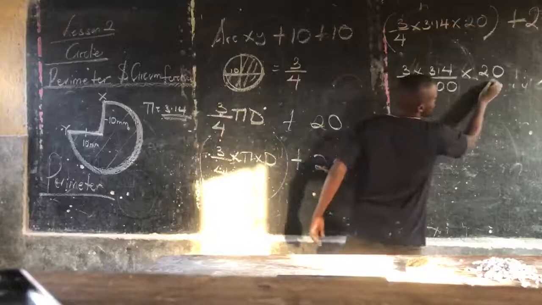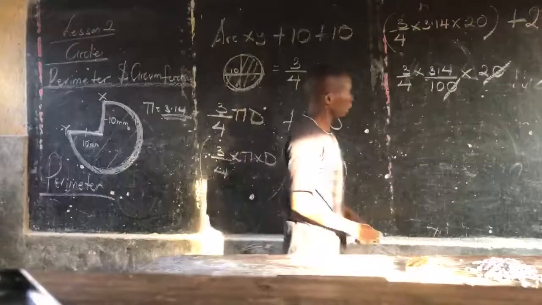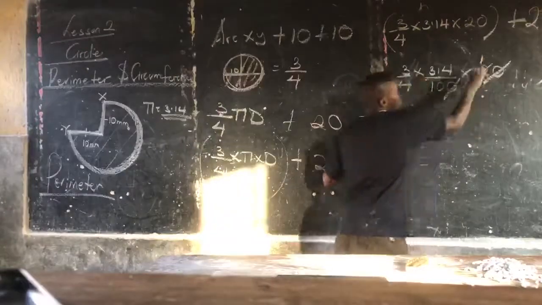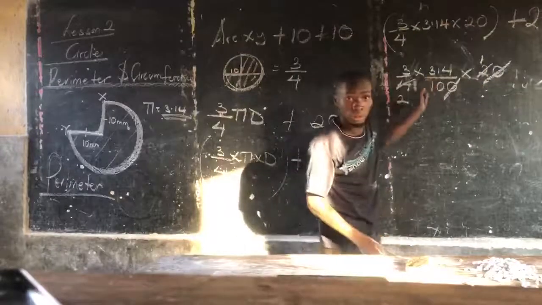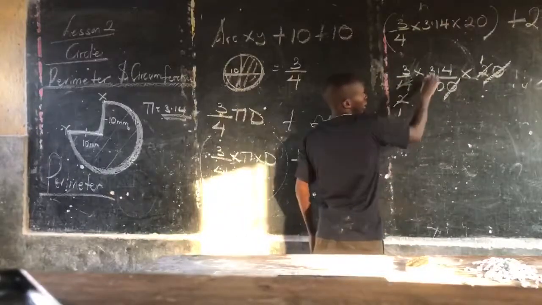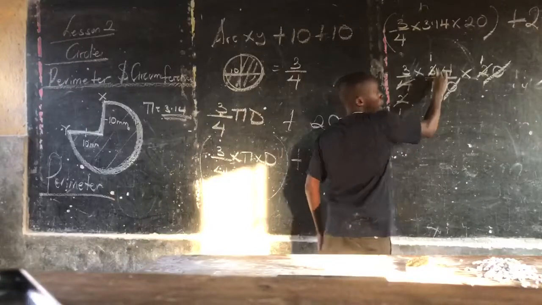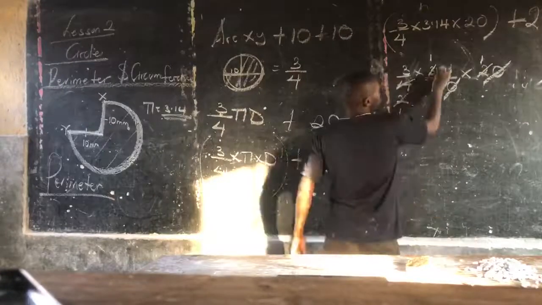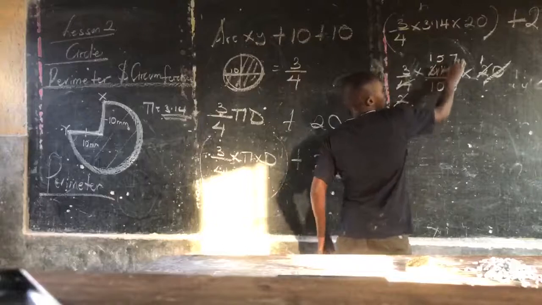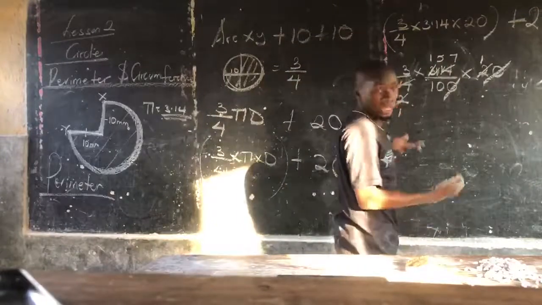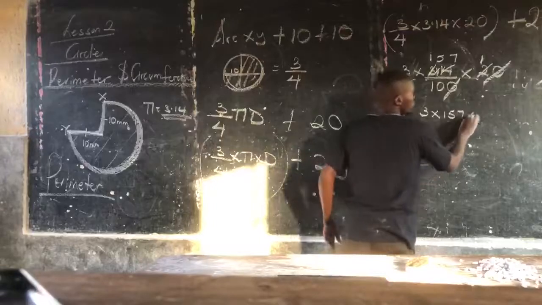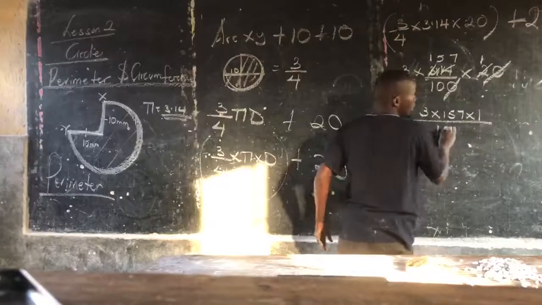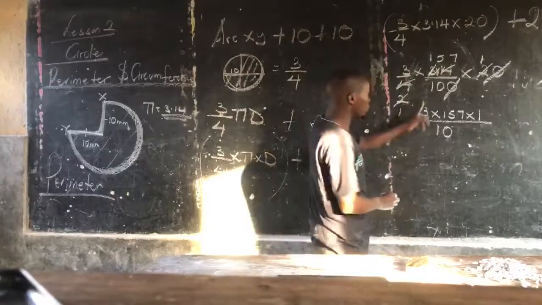Let me first start with 0. Remember, by 2 once, by 2 twice. Are you getting me? By 2 again, by 2 once. I give you what? 1, remainder 1. Then I go back. 5, remainder 1. Now what? 7. Those are done. So 3 times 157, times 1 over 10.